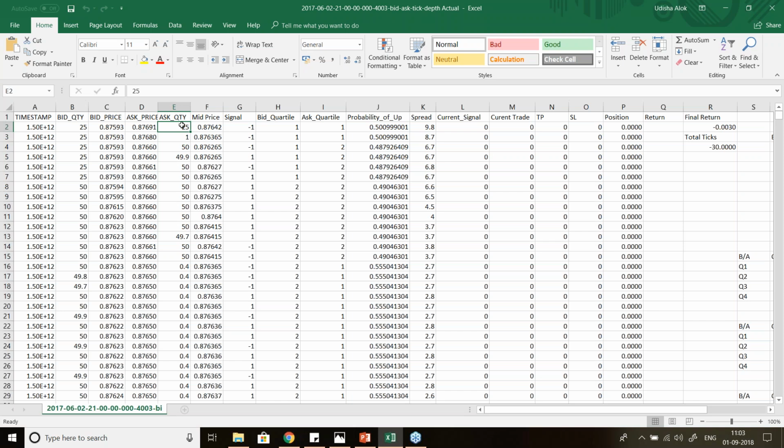Yes, Kalpesh, that is for one single day. This is L1 data. As you can see, we have only the best bid and best ask, right? So this is L1 data from LMAX exchange. It is one of the smaller exchanges of UK. It's for one day.